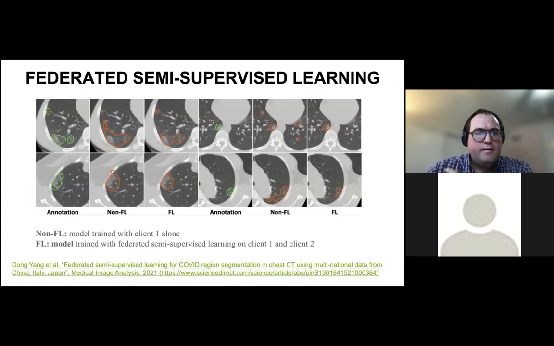Then one piece of work that we developed is to do semi-supervised learning in this federated learning setting. You can see that some clients might have data, but it's not annotated. And by still providing their data in an unlabeled way, we can learn using self-supervised learning techniques from the data, and it benefits the global model.